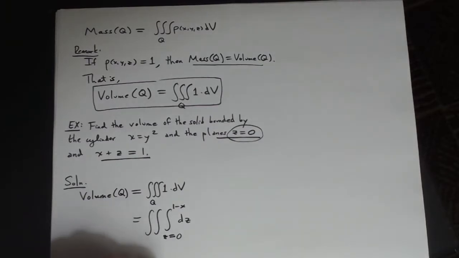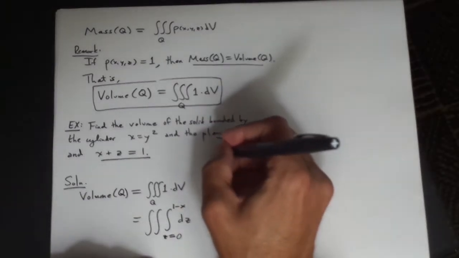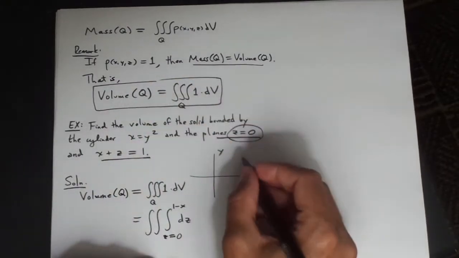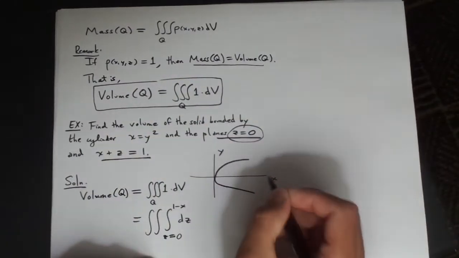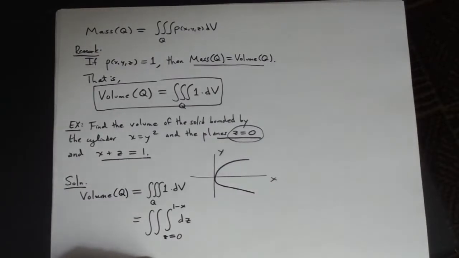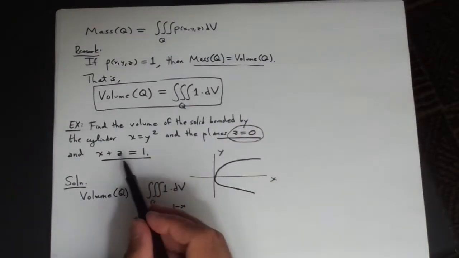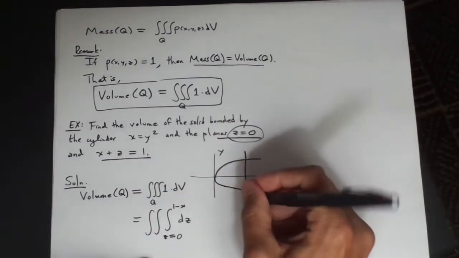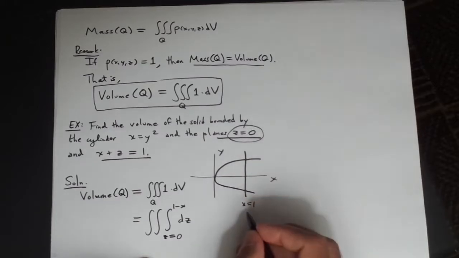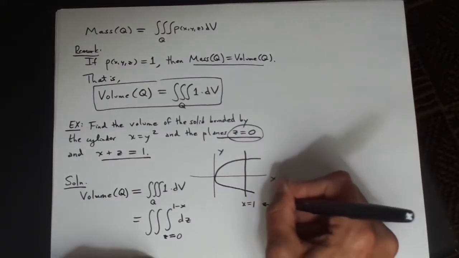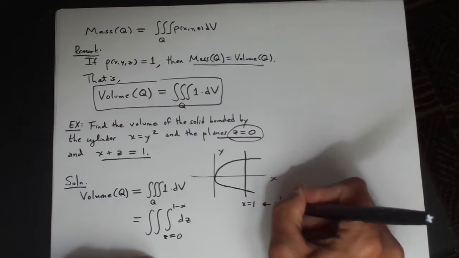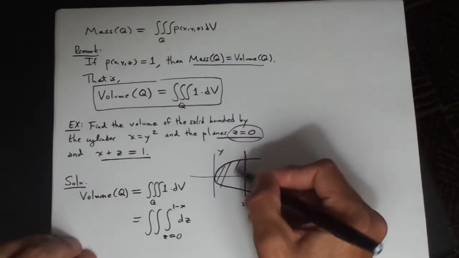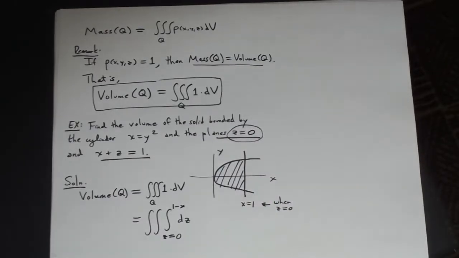What about the x and the y? Well, I'm going to draw a little picture here. I don't mind drawing two-dimensional pictures. x equals y squared is just a sideways parabola. If that parabola is intersecting the plane z equals 0, notice that x would be equal to 1. So x is equal to 1 when z is equal to 0. The region that I'm looking at is right here, and that's what I need to integrate.